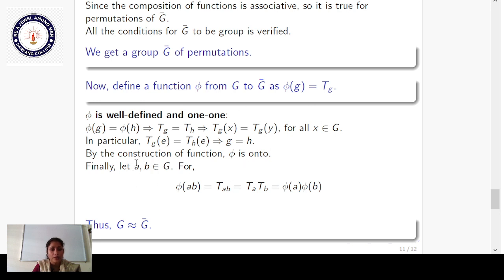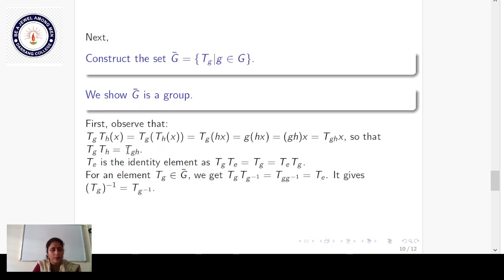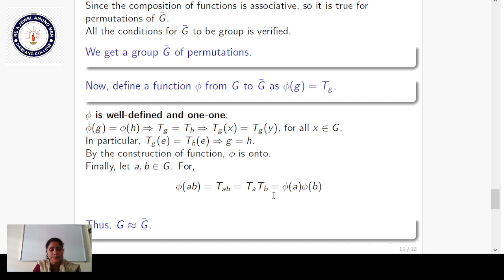Now finally, homomorphism. How does this function behave, whether it preserves the group operation between the groups or not. Take any two elements a and b from the given group G. Phi of ab, by definition, is Tab, and we have already discussed that T of a product of two elements is nothing but the product of T of the individual elements. That is phi of a times phi of b. So phi is a one-one onto homomorphism from G to G bar. Therefore phi is an isomorphism, hence our given group G is isomorphic to this permutation group.